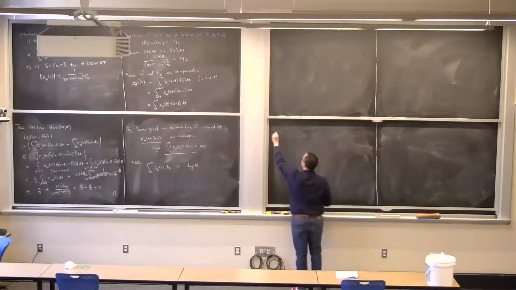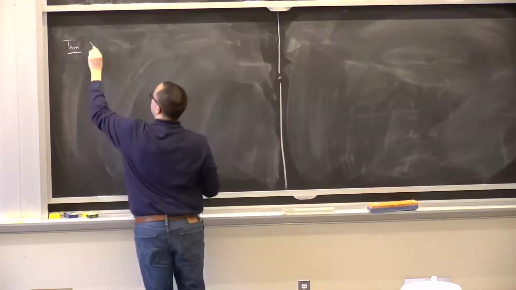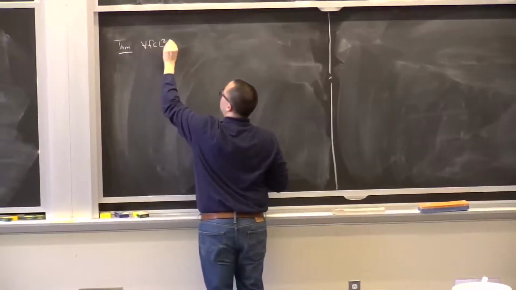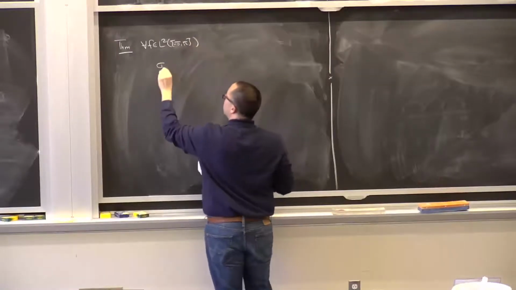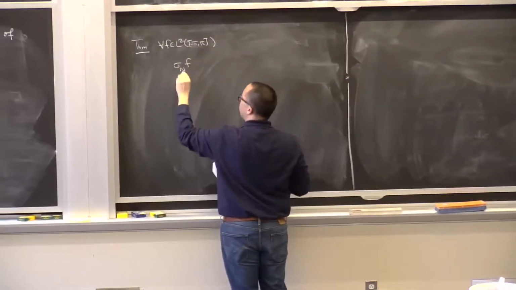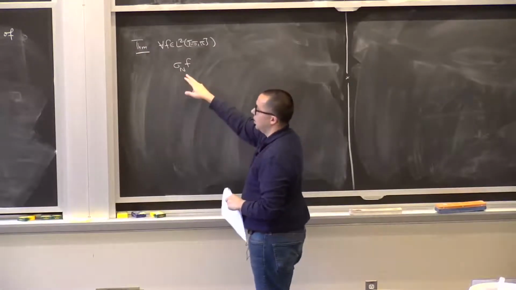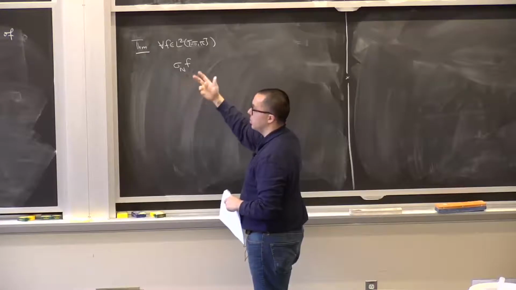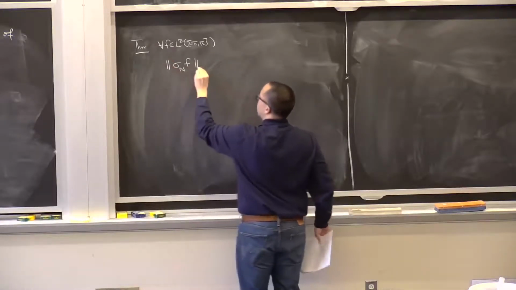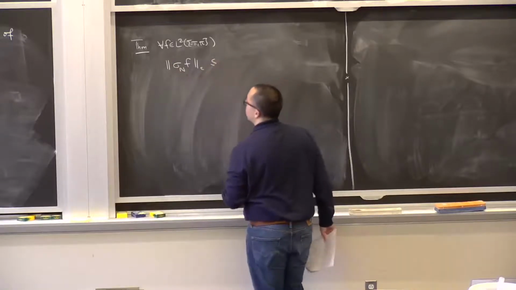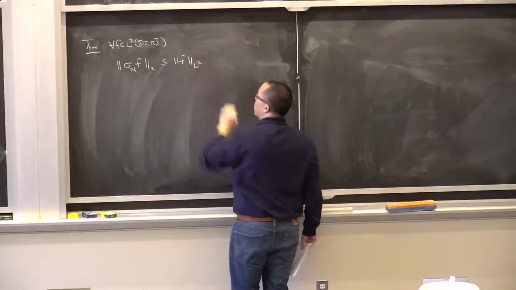So we have the following theorem. For all f in L2 of minus pi to pi, if I look at sigma n of f, so first off, this is just a finite linear combination of exponentials, right? So this is clearly in L2. It's a continuous function. But if I take the L2 norm of that, it could depend on n, but in fact, it's less than or equal to the L2 norm of f.